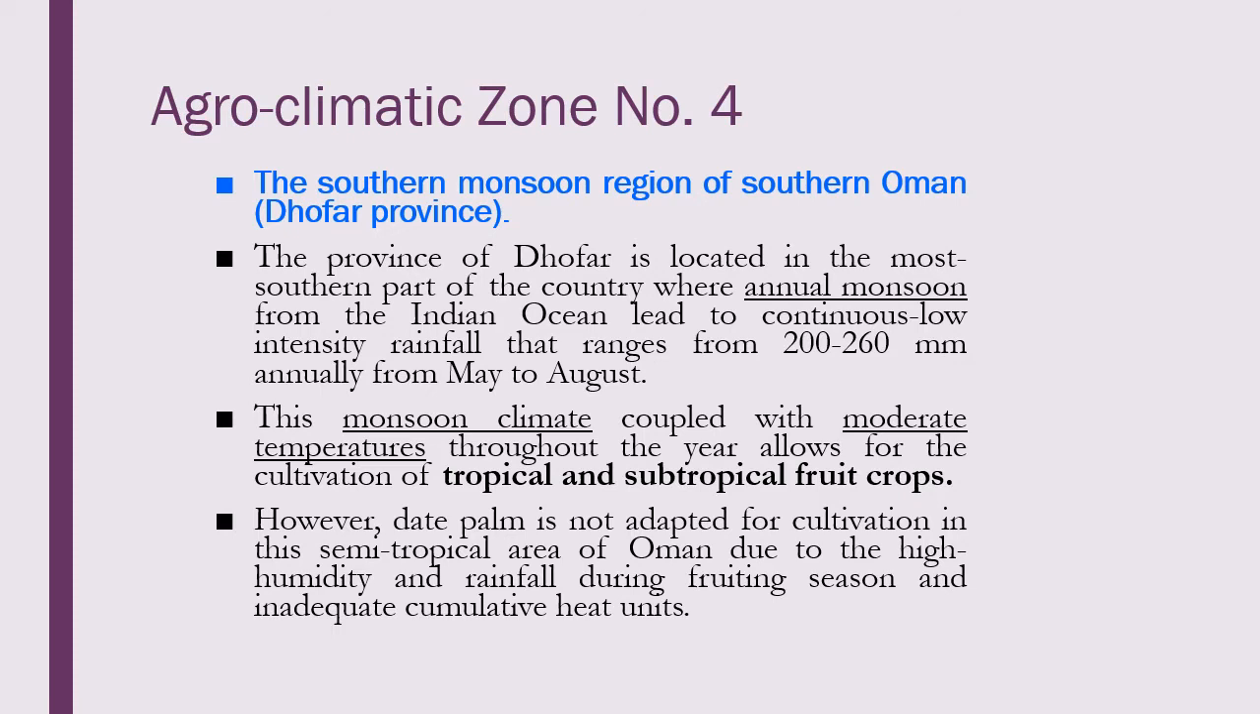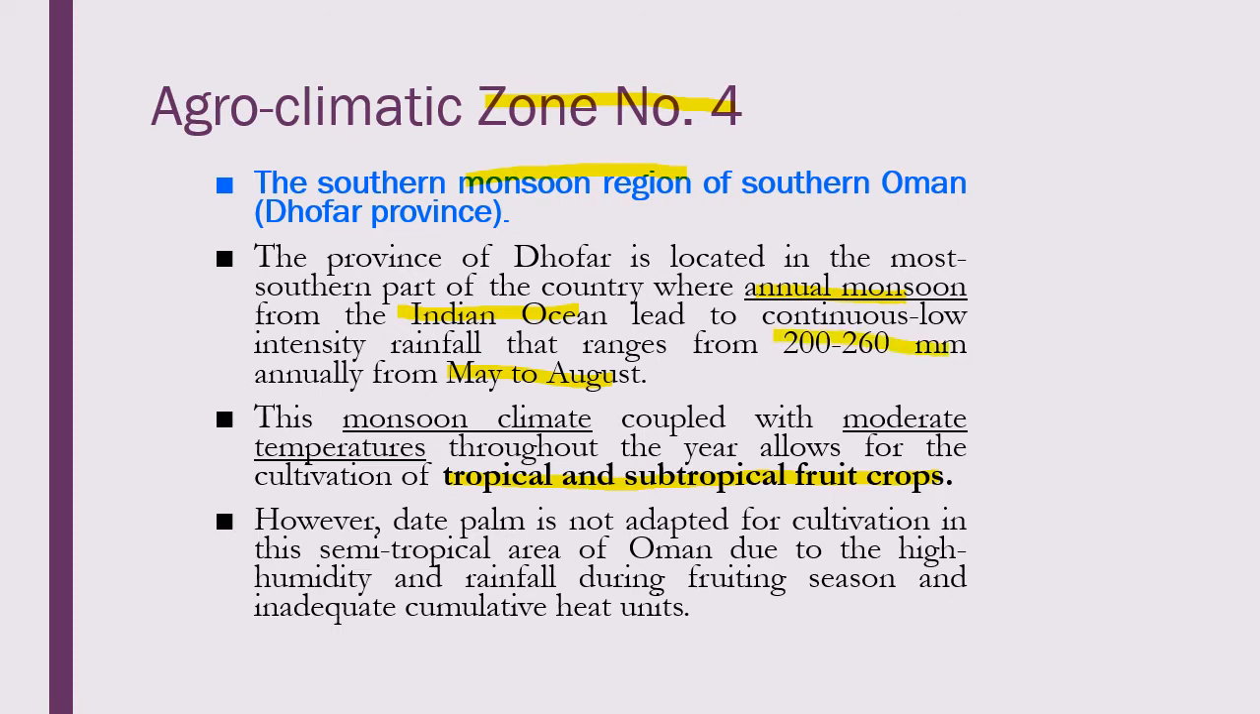Finally, agroclimatic zone number 4 is the sub-monsoon region, or monsoon climate, which is technically a tropical, subtropical fruit crops zone where tropical crops are grown. Date palm, for example, is far away from this zone; it is closer to Najd, where it is really desert climate. But the monsoon climate is the coastal area of Salalah, and that's where we get the monsoon every year from the Indian Ocean. Usually, as I mentioned before, it goes from May, June to August, September.